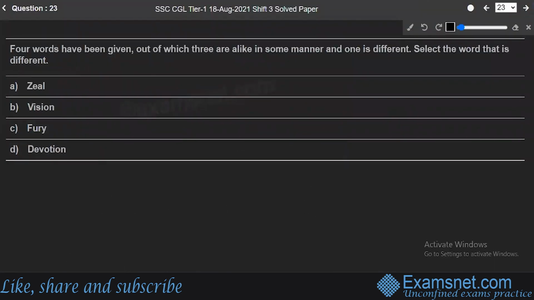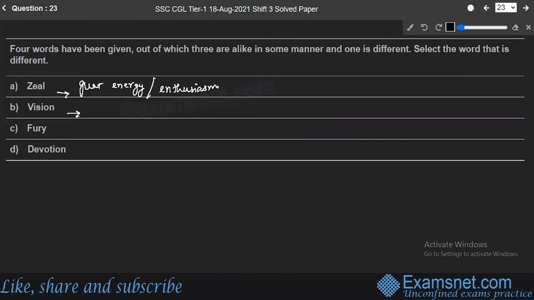Question number 23. 4 words have been given, out of which 3 are alike in some manner and 1 is different. Select the word which is different. Words are zeal, vision, fury, or devotion. Let's see the meaning of all the words. Zeal means great energy or enthusiasm in pursuit of some objective.